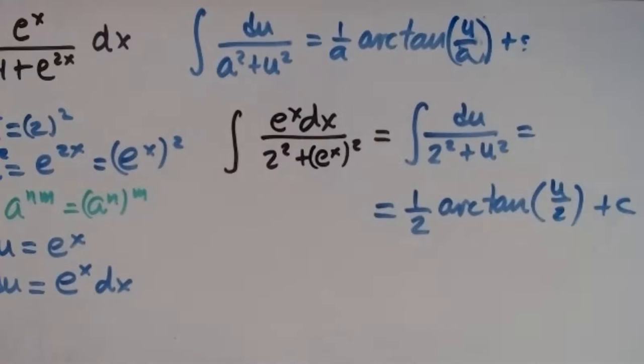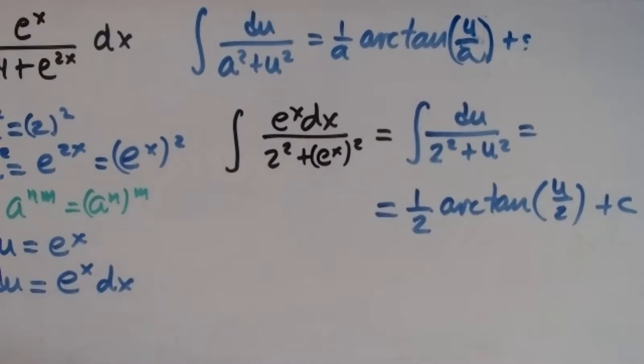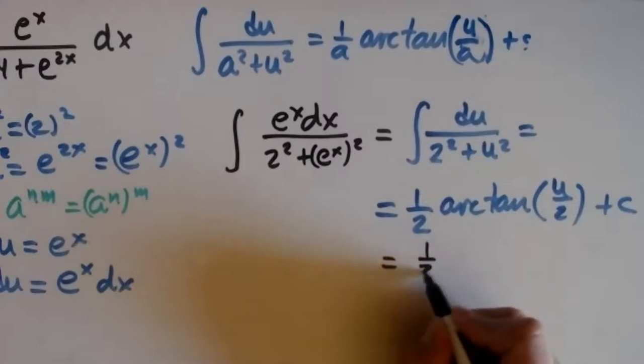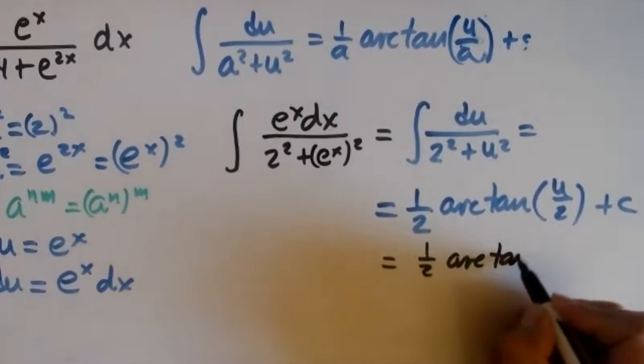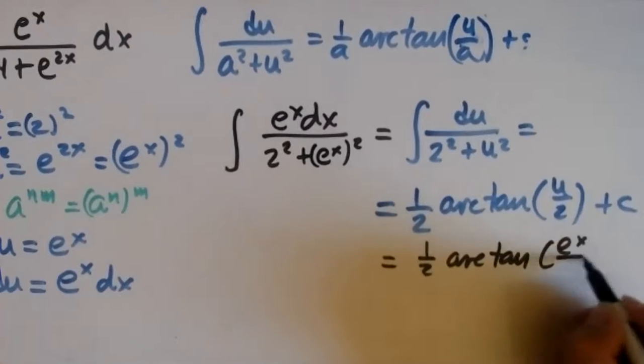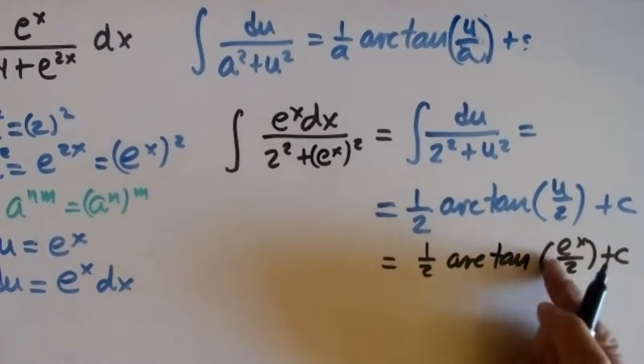And then the last thing I have to do is, okay, who's the u? Well, the u is e to the x. So I'm just going to write my formula, 1/2 the arctangent of e to the x over 2 plus c.